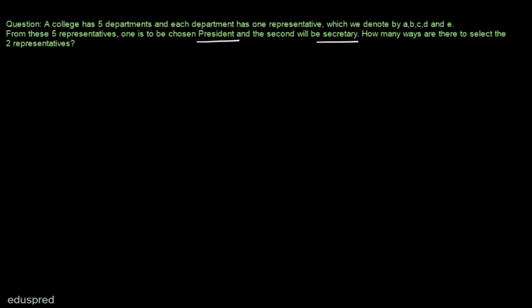To make sure that you develop a good understanding of this topic, I'm going to solve this question using 3 different methods. So let's start with method number 1, which is based on pure logic. Note that to solve these type of questions, the first thing that you have to figure out is whether the order matters or not. So let's see. We are given that there are 5 representatives A, B, C, D and E, and out of these 5 representatives we have to choose a president and a secretary.